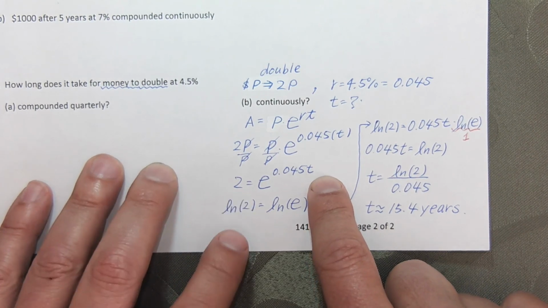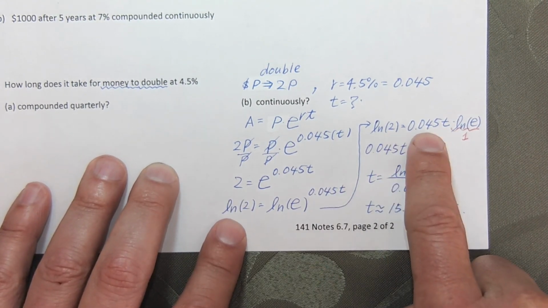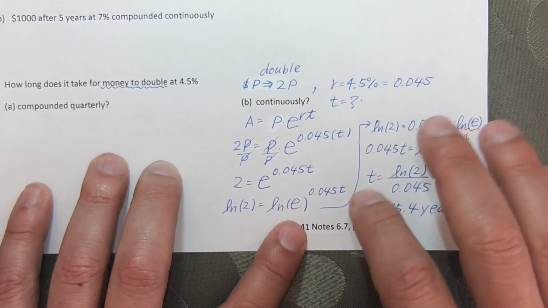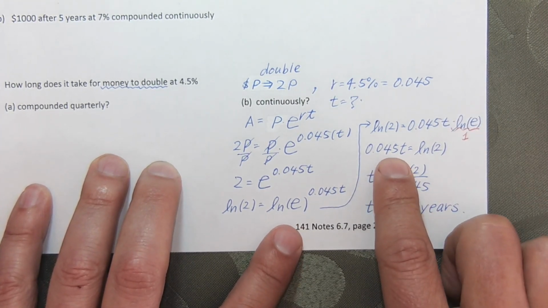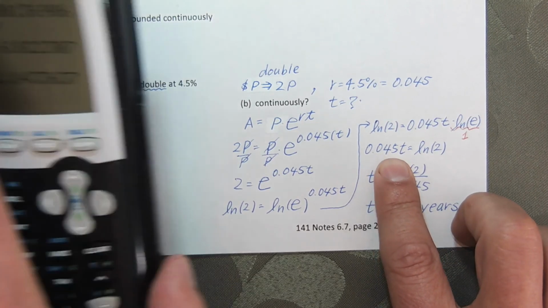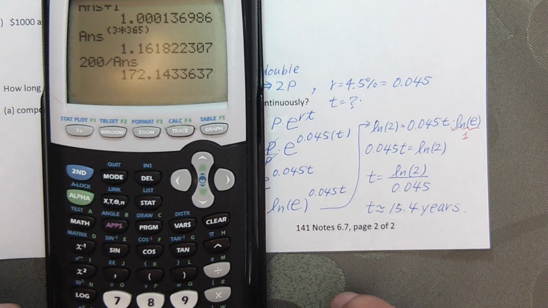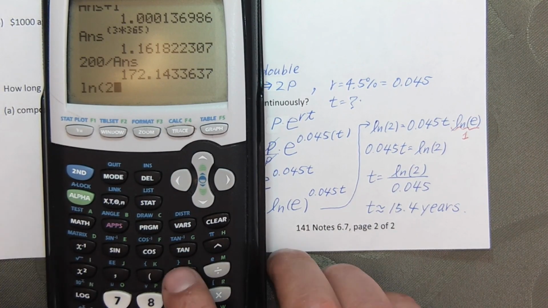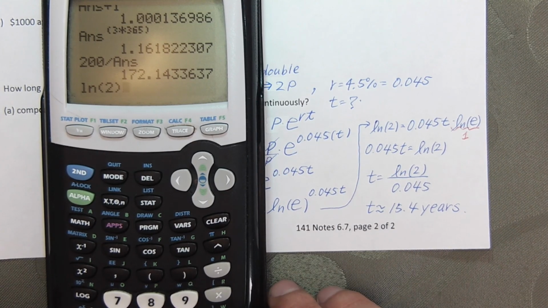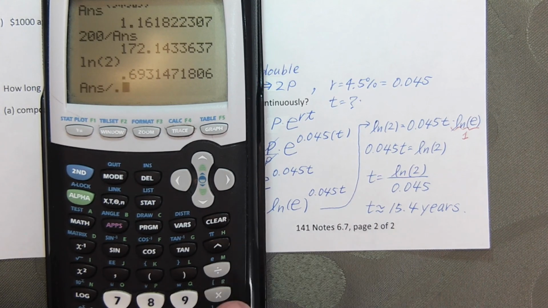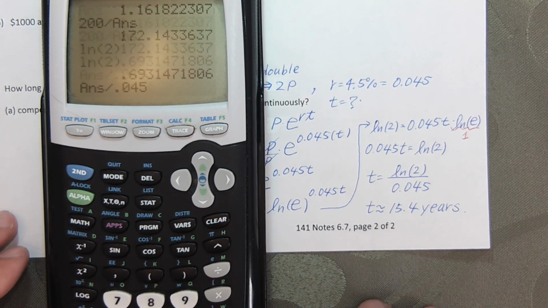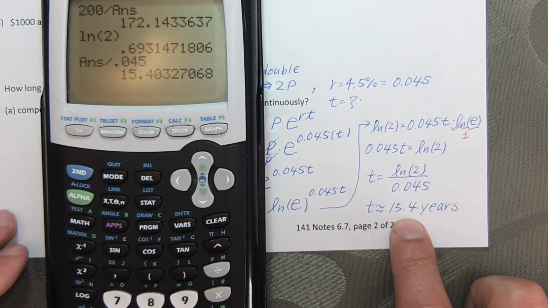I then take the natural log of both sides. That brings the exponent down. And to get t by itself, I have to divide both sides by 0.045. So I'm going to do that right now. ln of 2. Now make sure you close your parenthesis if your calculator needs that. You could even hit ln 2 equals and then divide by 0.045. And you can see that's 15.4 years.